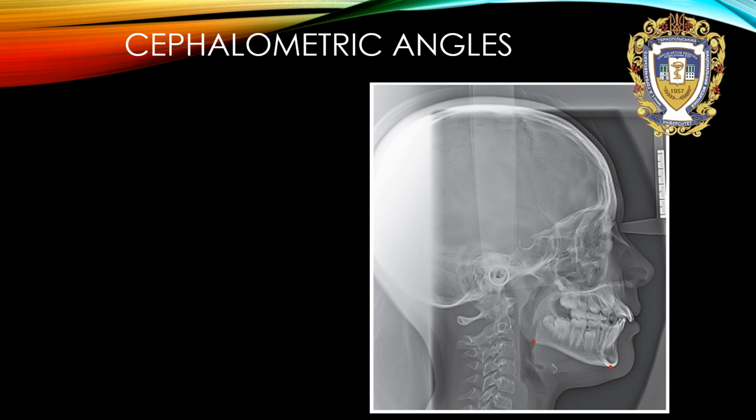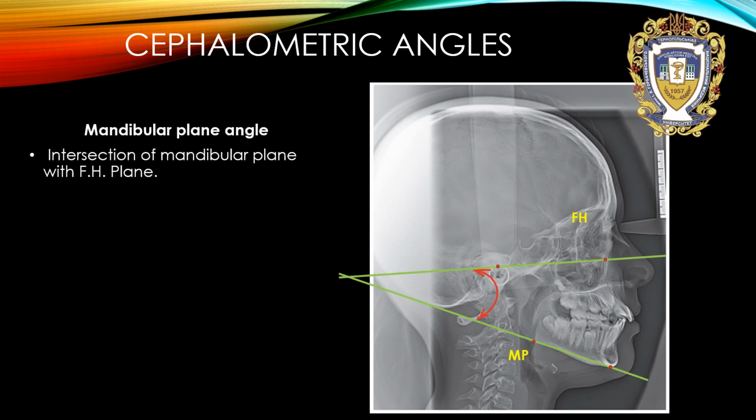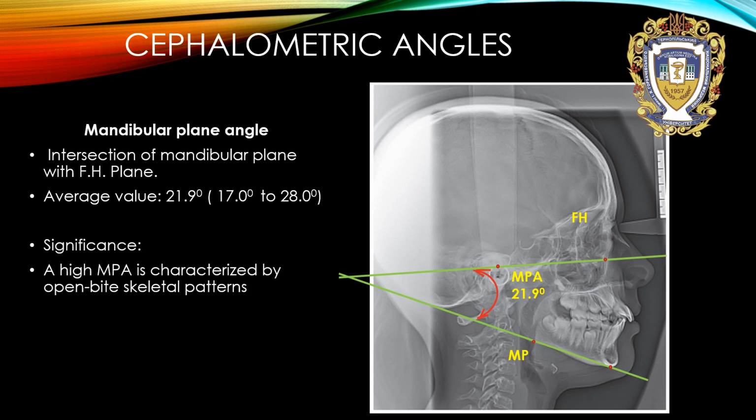And the last cephalometric angle, mandibular plane angle. It is the intersection of mandibular plane with Frankfurt horizontal plane. Average value of this angle is 21.9 degrees, but from 17 to 28. And significance of this angle: a high mandibular plane angle is characterized by open bite skeletal patterns, but the opposite situation, a low MPA, is characterized by closed bite skeletal patterns.